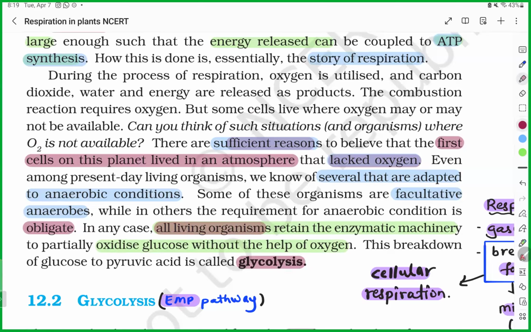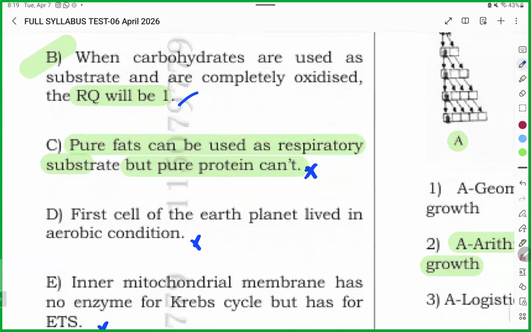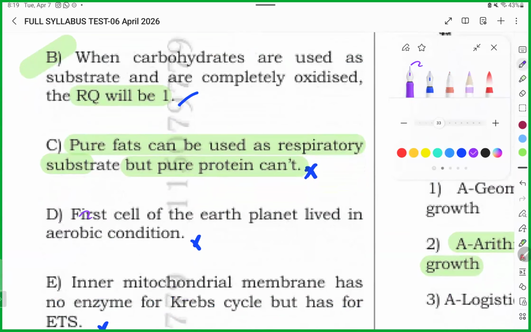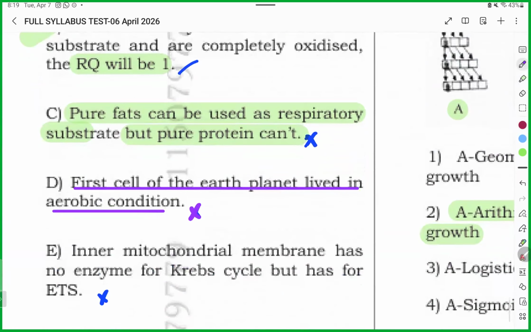Through this you got to know why plant do not have lot of requirement of oxygen, why no respiratory organ, what is the story, and you got question from this. Rayan, first cell on the earth planet lived in aerobic condition. Definitely wrong. Last statement: inner mitochondrial membrane has no enzyme for Krebs cycle, but has for ETS.